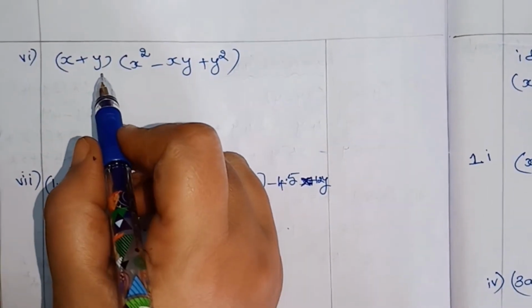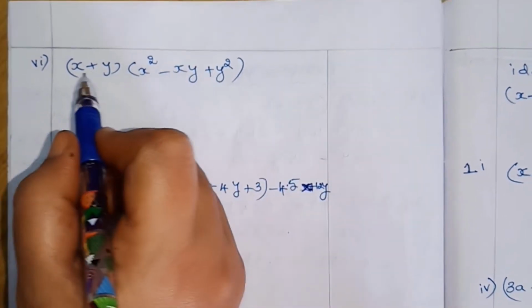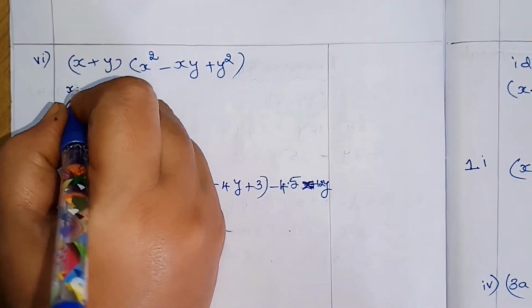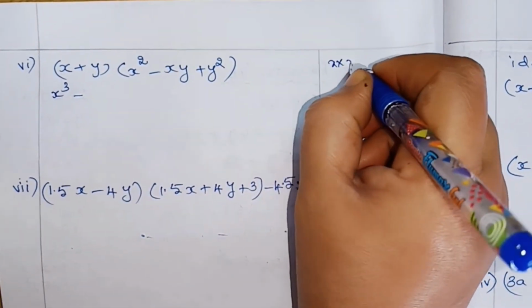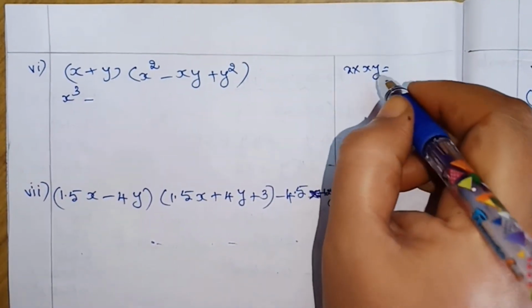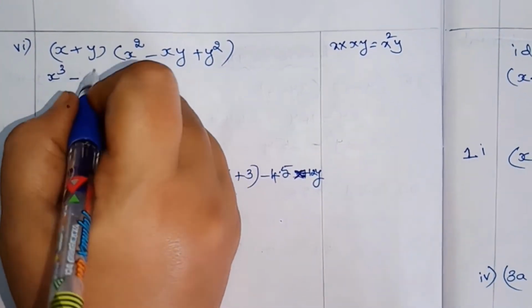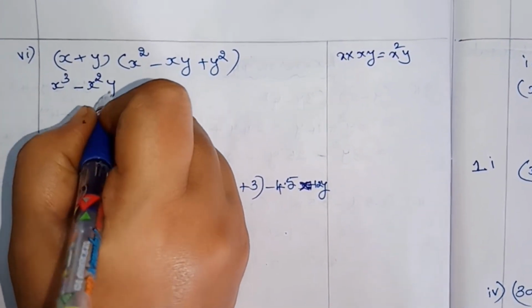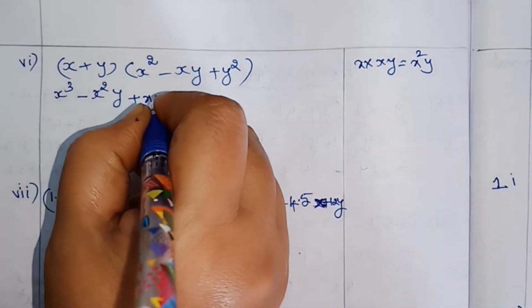X plus y into x square minus xy plus y square. X into x square is x cube, plus into minus is minus. X into xy is x into x is x square y, so it is minus x square y. X into y square is xy square.